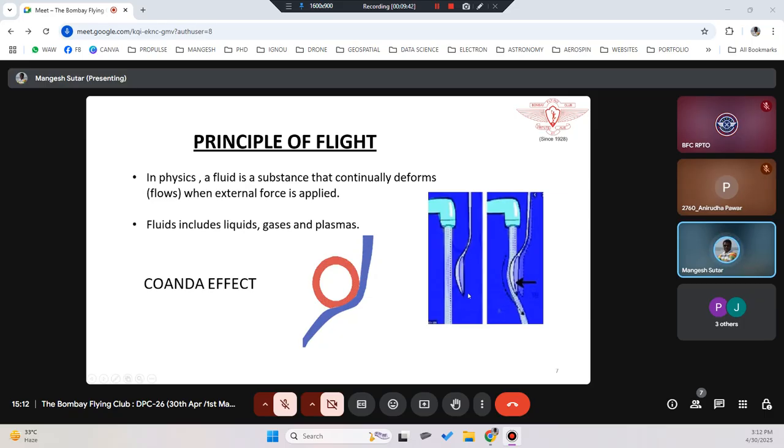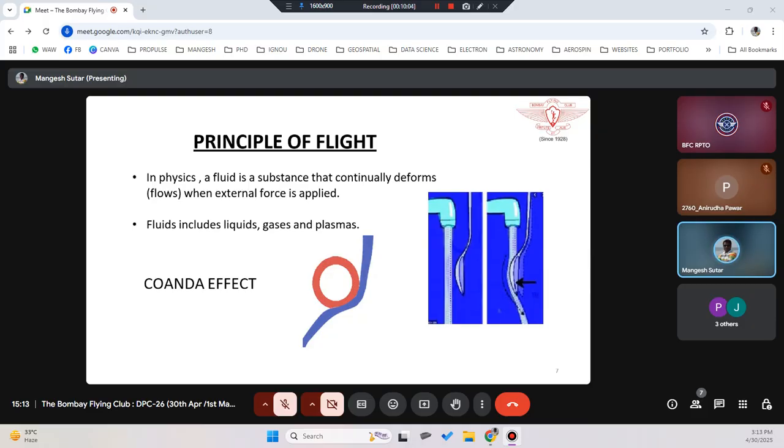If you hold a spoon and try to push the spoon in between the flow of the water, the water will not stop over there. Water will try to curve around the spoon surface. This is called the Coanda effect. Same thing, air is also considered a fluid, because it is made of gases only.